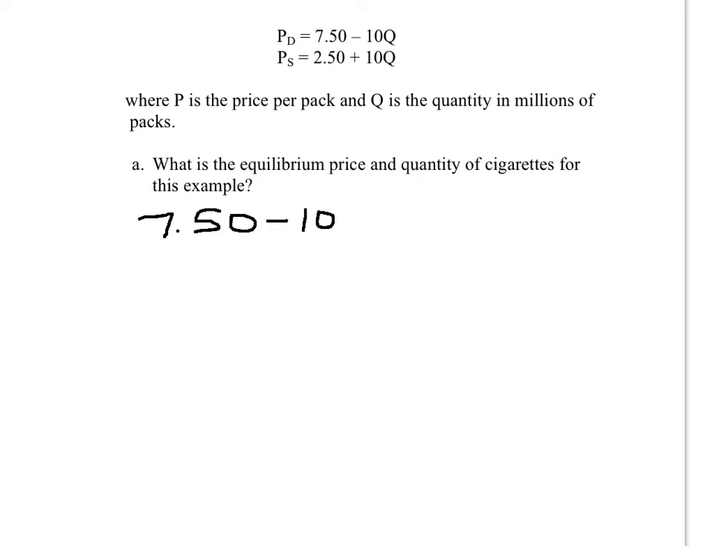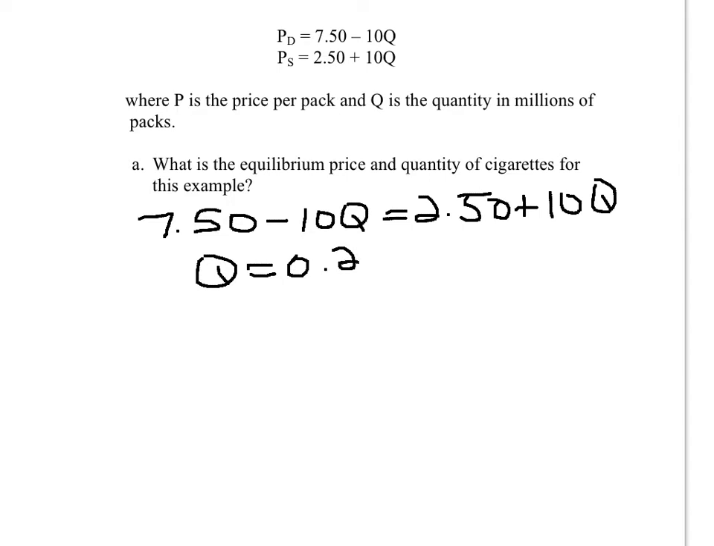750 minus 10Q equals 250 plus 10Q. Q in this case equals 0.25, and P is now equal to 5. Alright?